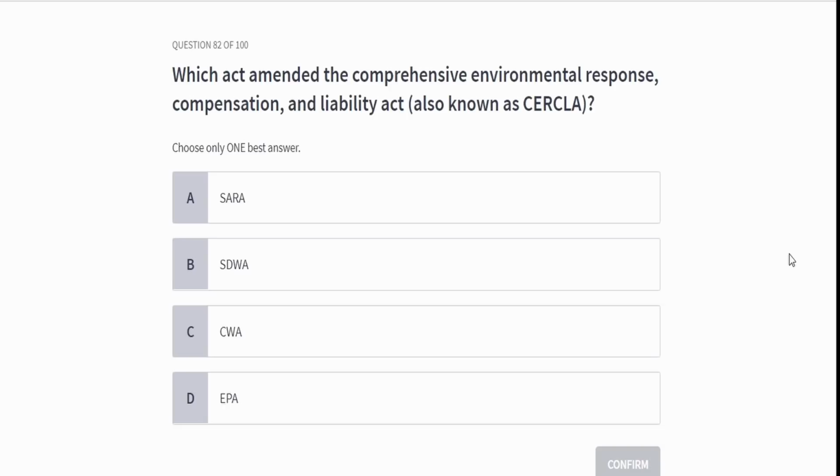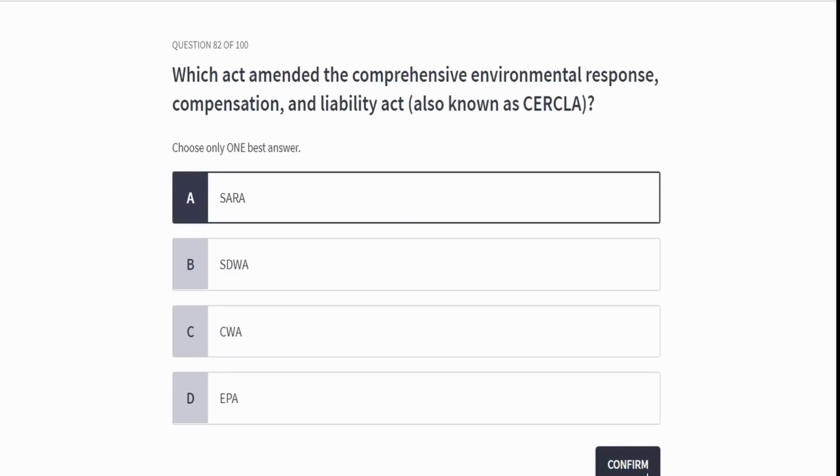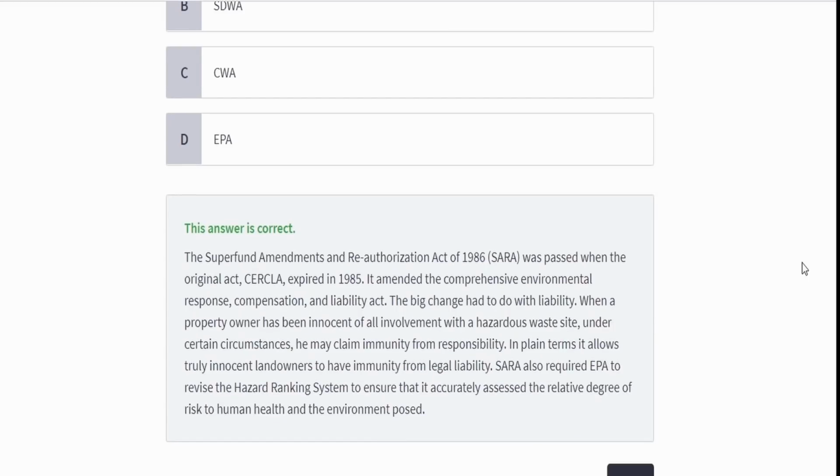Alrighty, so what's the correct answer for this one? Which act amended the Comprehensive Environmental Response, Compensation, and Liability Act, also known as CERCLA? That's going to be the SARA, also known as the Superfund Amendments and Reauthorization Act of 1986. That was passed when the original act expired in 1985, and basically what it did is it amended CERCLA, and it added a lot more liability. So the big change, again, was liability.